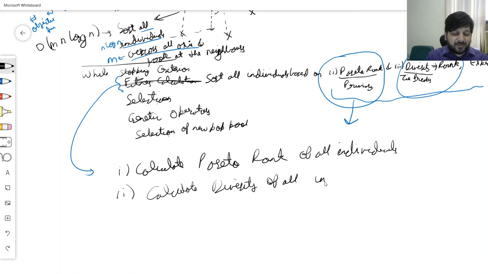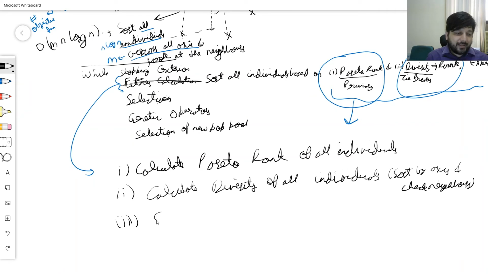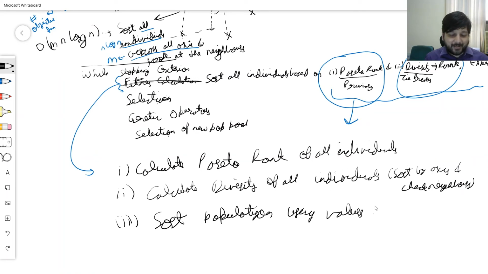Of all individuals. That became n log n by sorting by axis and checking neighbors. And then sort population using values calculated by 1 and 2. So let me give you the complexity of this one.